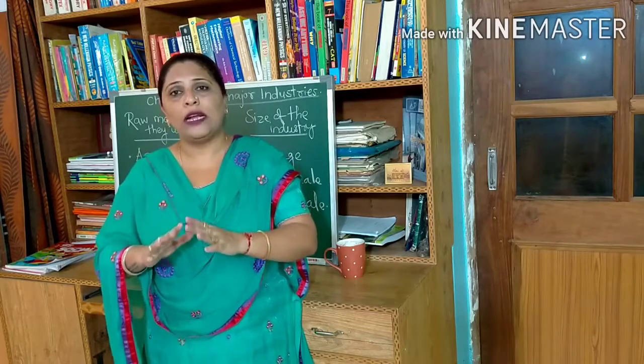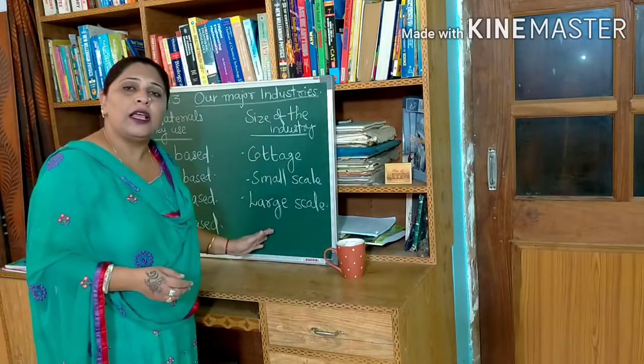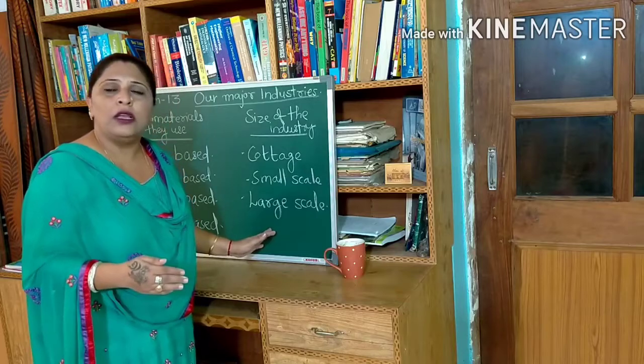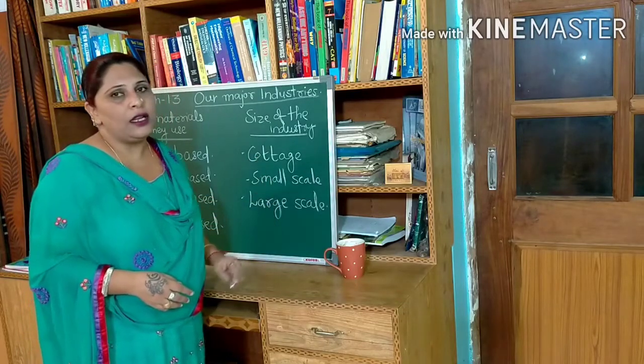But now you know that as per the capacity, the industries are categorized in three categories. It is cottage industry, small scale industry, and large scale industry.